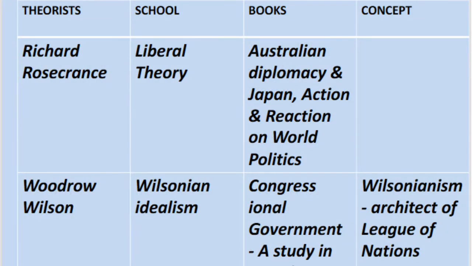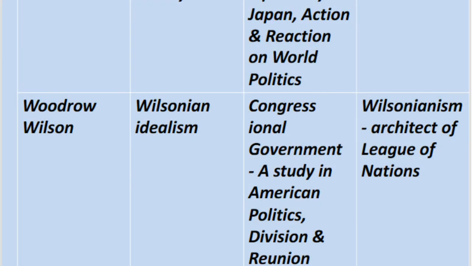Another one is Richard Rosecrance, an important thinker in the liberal theory. His important book is Australian Diplomacy and Japan, and Action and Reaction in World Politics. Next one is Woodrow Wilson. Woodrow Wilson is the architect of the League of Nations. He is important in the formulation of Wilsonian idealism. His important book is Congressional Government, and A Study in American Politics, Division and Reunion.